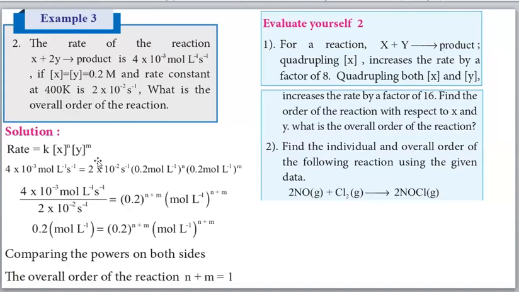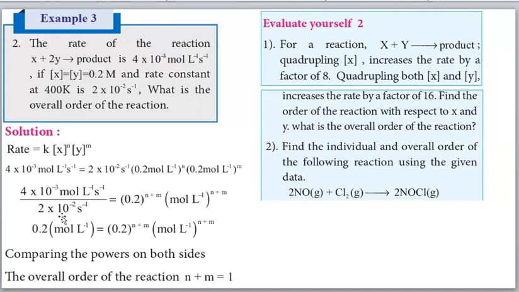Then this value we can change to the left side. So we will get 4 into 10 to the power minus 3 divided by 2 into 10 to the power minus 2. The unit also we can write. Now the per second we can cancel. Then here you see 0.2 mole per liter, here also 0.2 mole per liter. Here the power is N, here M. So all together we can write 0.2 to the power N plus M. The concentration unit also, you see, mole per liter to the power N plus M. Same thing we have written.